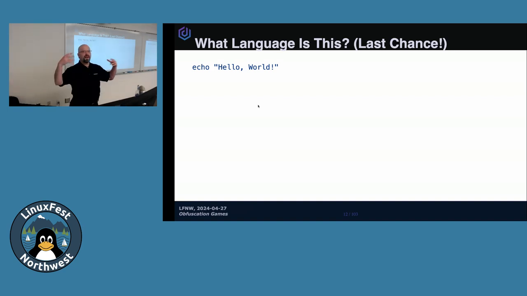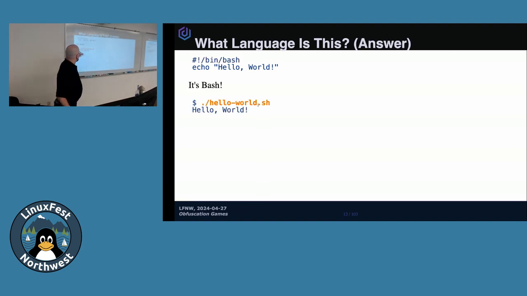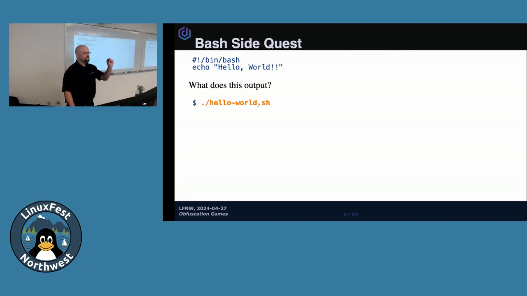And if you haven't been aware, hello world, exclamation point, that is like the first program you write in every language. So hello world. It's bash. In fact, if we run it, ./hello-world.sh, it says hello world, exclamation point. This is not a trick question.